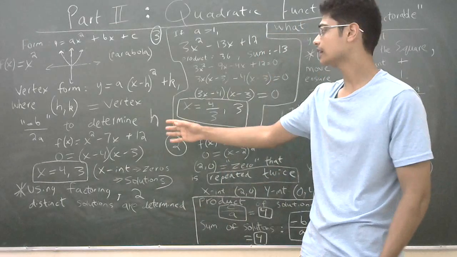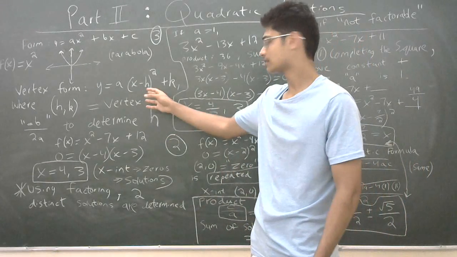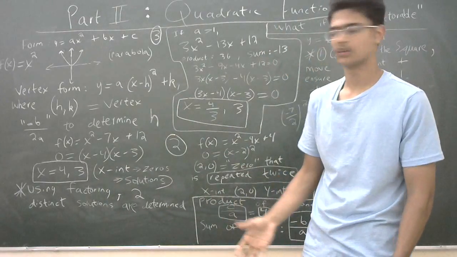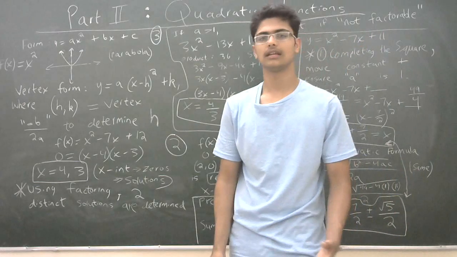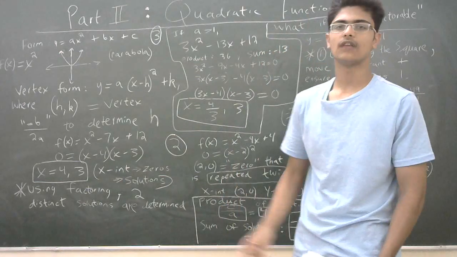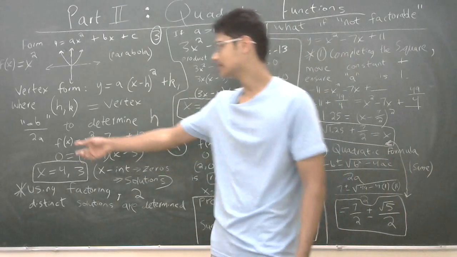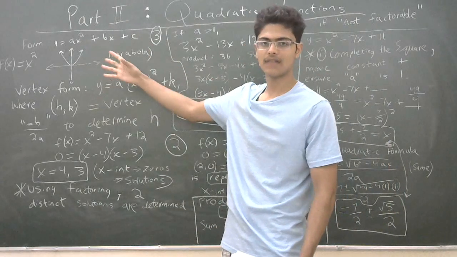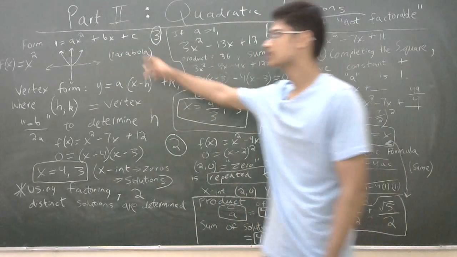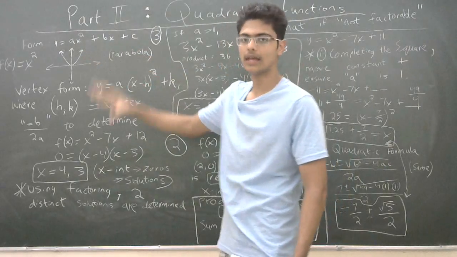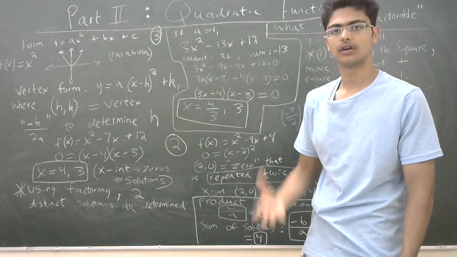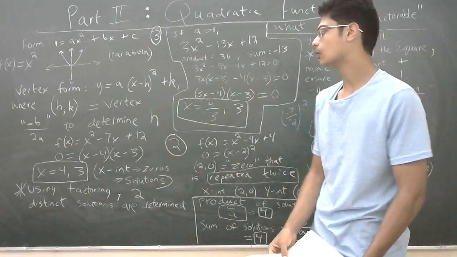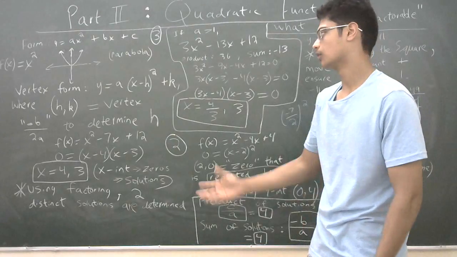That is y is equal to a times (x minus h) squared plus k, where (h, k) is the point of the vertex. When you're determining the vertex, it's important that you find the x coordinate, which can be determined by this formula, negative b over 2a, from the standard form. If you have the standard form, you do negative b over 2a, and then you get the x coordinate of the vertex. Once you get the x coordinate, you can substitute that back in the equation to determine the y value for the vertex.